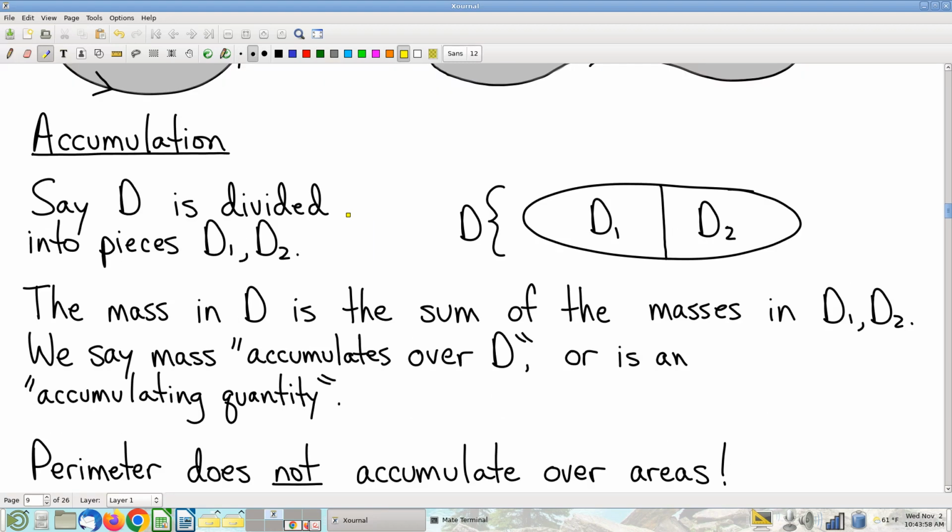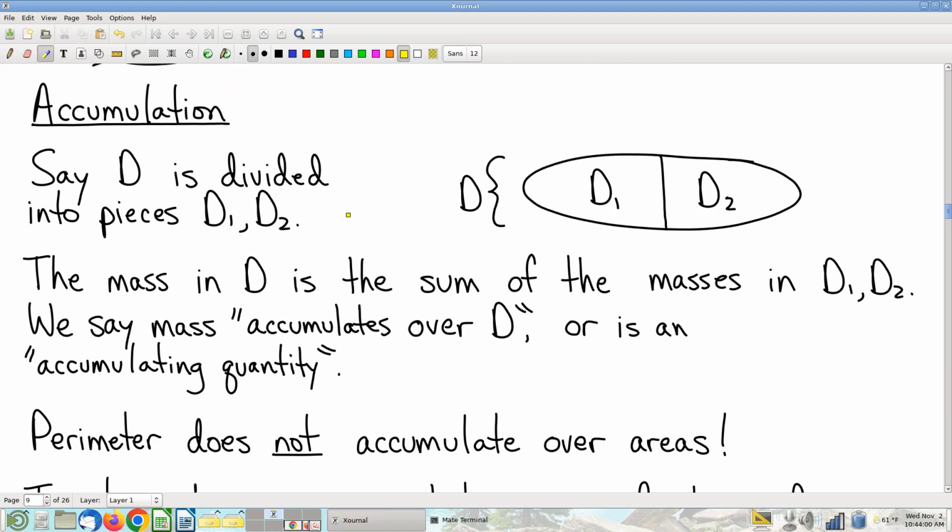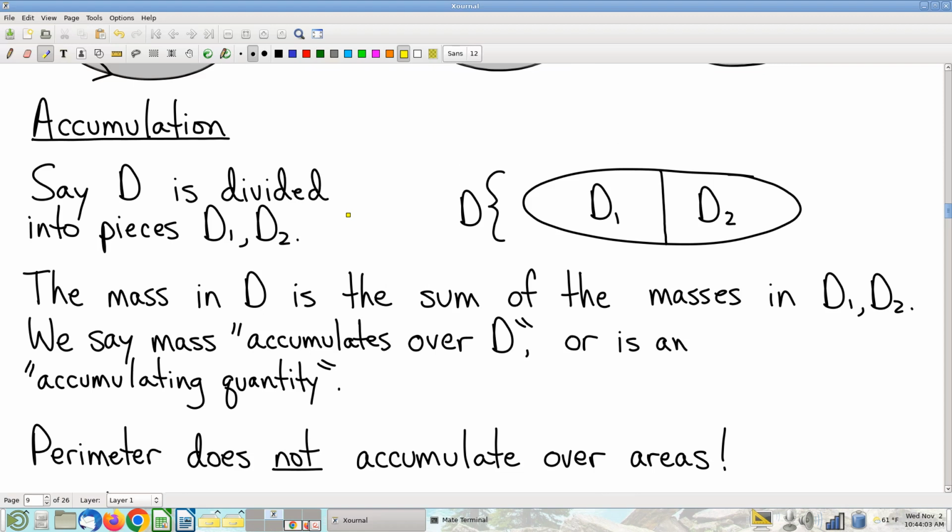Okay. Now, here's another idea. We've talked a little bit in the past about accumulation. I've talked about, for example, if you have mass, that mass is an accumulating quantity. You can chop it up into little pieces, and the mass of the whole is the sum of the masses of the little pieces. I like to call this accumulation, and it's pretty obvious when you think about it from the point of view of mass. If there is a bunch of mass in that region, the act of drawing a line here does not change the total amount of mass. So, yes, the area on the left side, the area on the right side, you add them up, you get the whole.